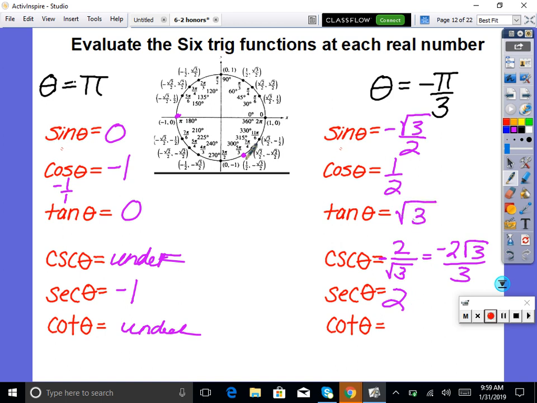Root 3, and it's in this quadrant, so a positive and a negative would be negative. Therefore, cotangent would be, this is over 1 technically, right? Yes. So it'd be 1 over, so negative 1 over root 3, which would rationalize to be negative root 3 over 3. Any questions on that?